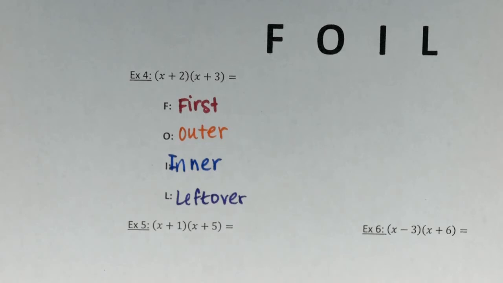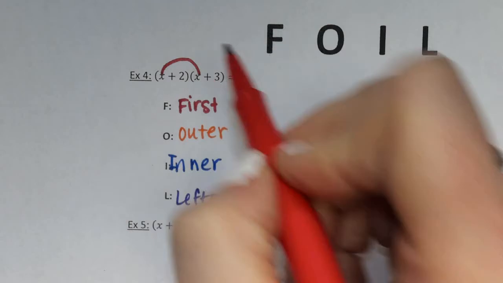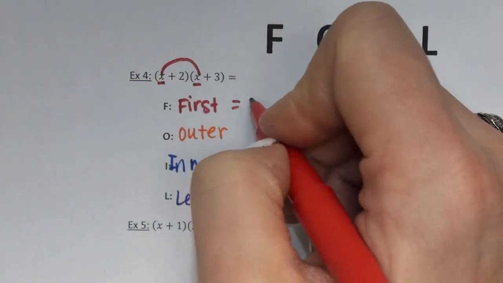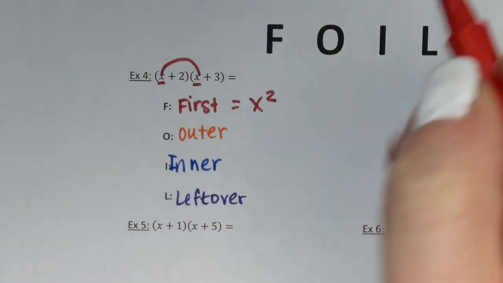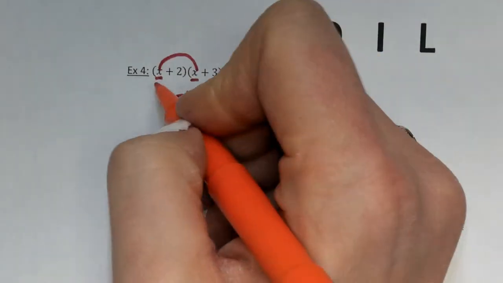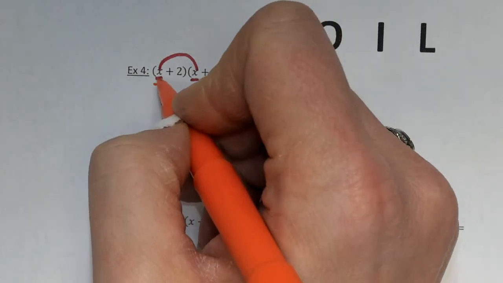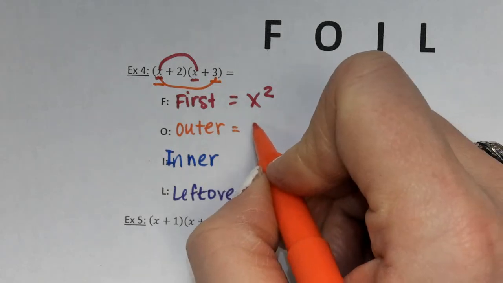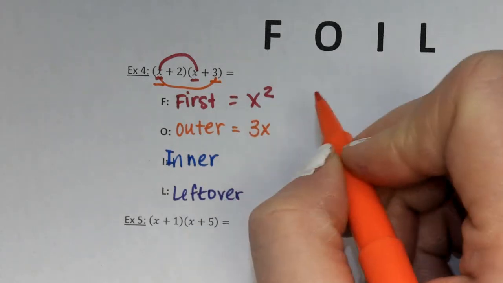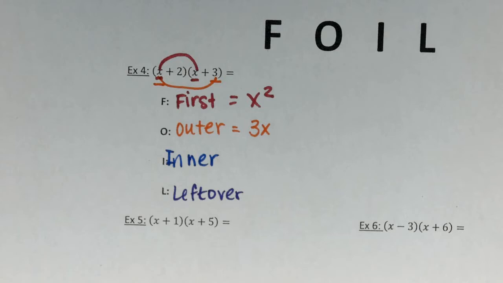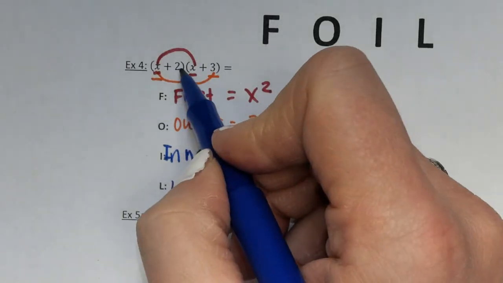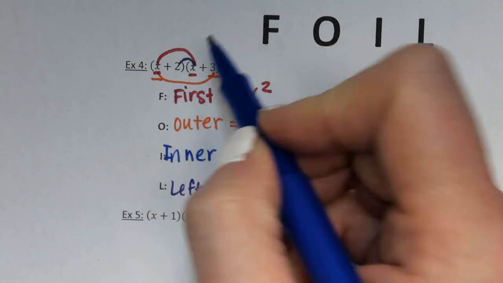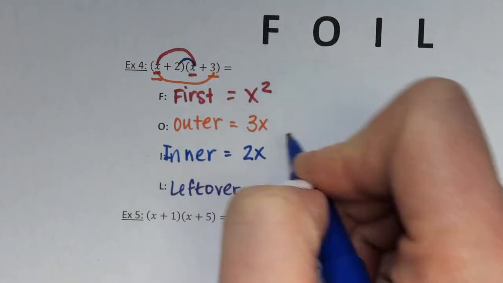So what I mean by first is you multiply the first two terms together. This is the first term here and the first term in this one. X times x gives us x squared. Outer means the two outside. Outside, x times 3. X times 3 gives us a 3x. Not an x to the 3rd, it's a 3x. Okay, then we have the inners. The inners is the two inside terms. This 2 and this x. 2 times x gives us a 2x.